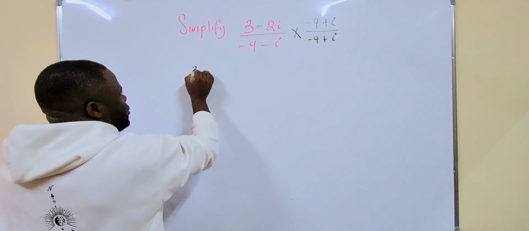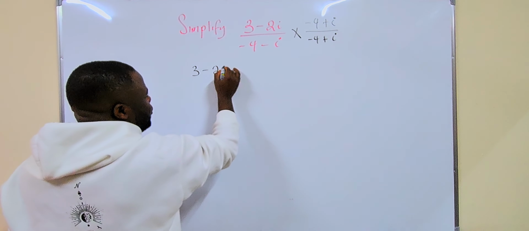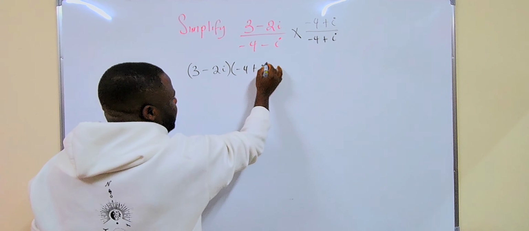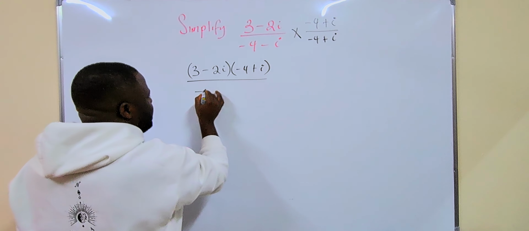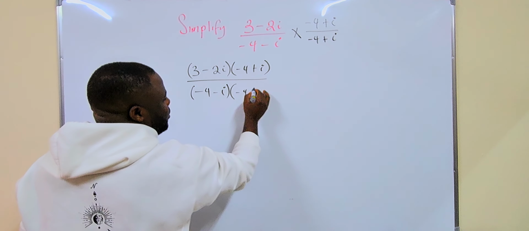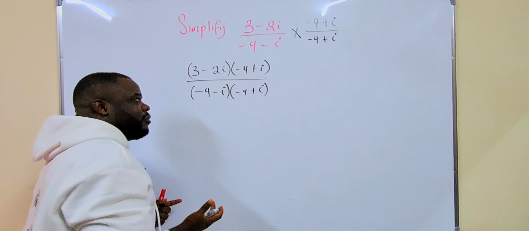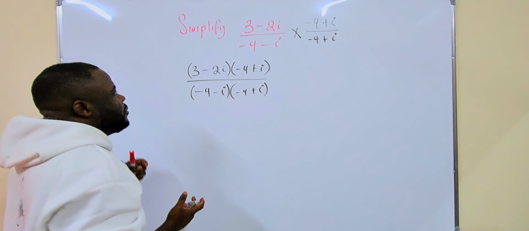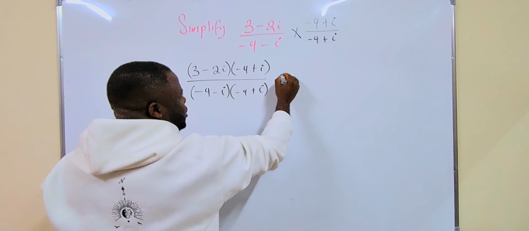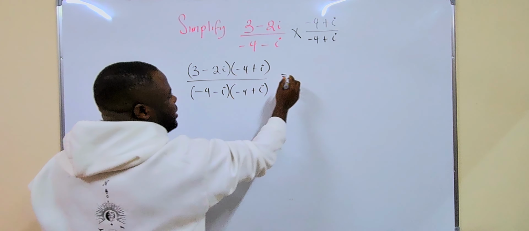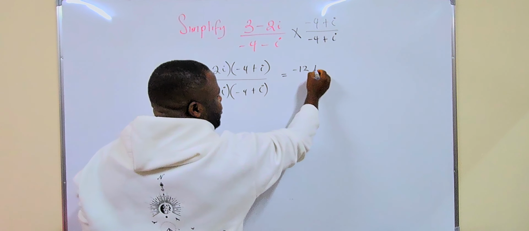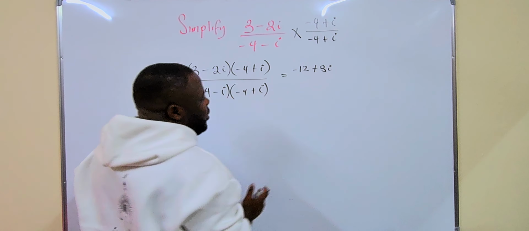Of course, let's just put it together so it becomes easy for us to see, because you are multiplying through by negative 4 plus i over negative 4 minus i, then you have negative 4 plus i, okay? So by this, it's going to be easier for you to see. So you say 3 multiplied by negative 4, all right? So use the distributive property. This multiplied by this is going to give you negative 12, and 3 multiplied by i is going to give you plus 3i, okay?